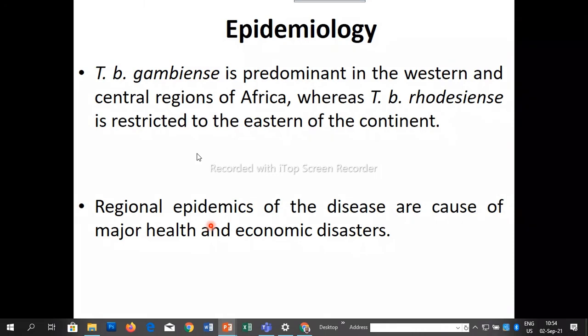Regional epidemics of the disease cause major health and economic disasters. But in addition to that, there is a need for vectors. The presence of vectors contributes to endemicity of the disease. The vector for Trypanosoma brucei is the tsetse fly. So the existence of the tsetse fly in the region will contribute to the endemicity of the disease or the parasite.